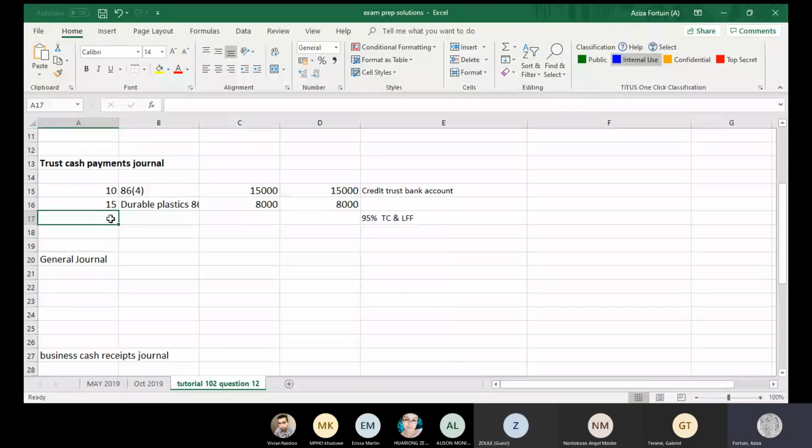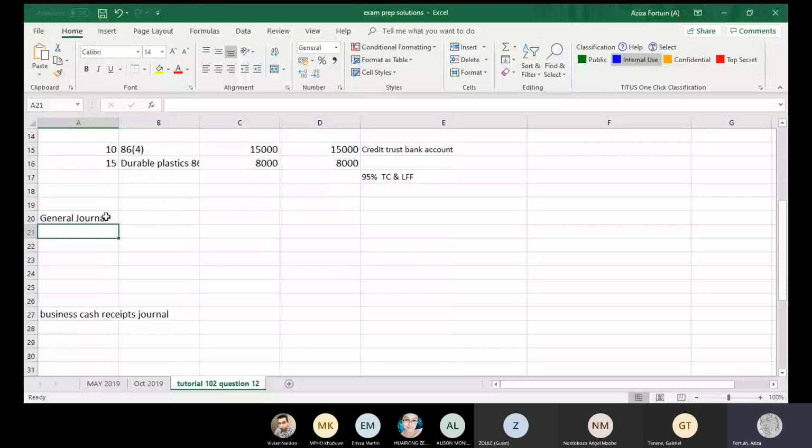Which is how much, Maggie? How much is that? Okay, let's leave this one open for the time being. Maybe we'll get the answer eventually. So now let's do the general journal.